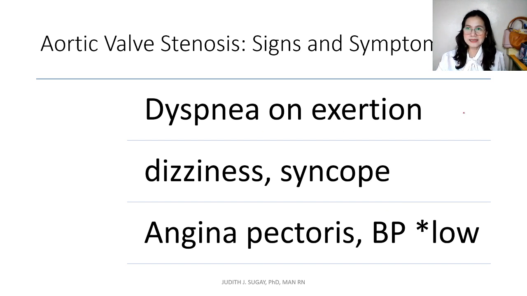What are the signs and symptoms? There's also, again, dyspnea on exertion caused by increased pulmonary venous pressure due to dilating the left ventricle. There is also reduced blood flow to the brain, and that's the reason why the patient experiences dizziness and syncope, and then angina pectoris, because of limited blood flow into the coronary arteries. The blood pressure is normal but usually low.